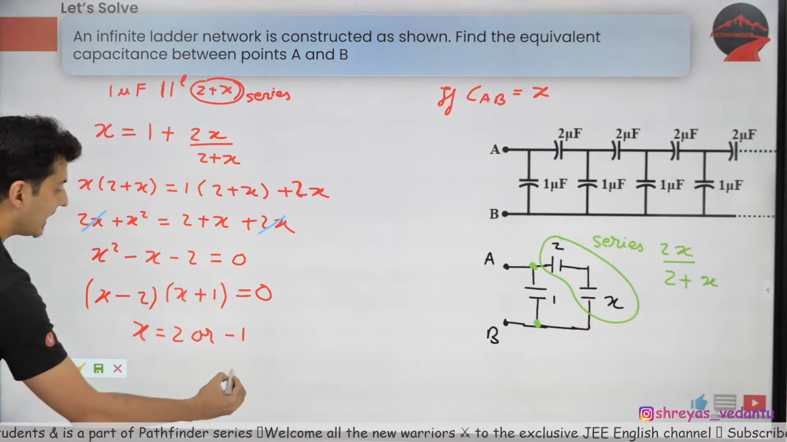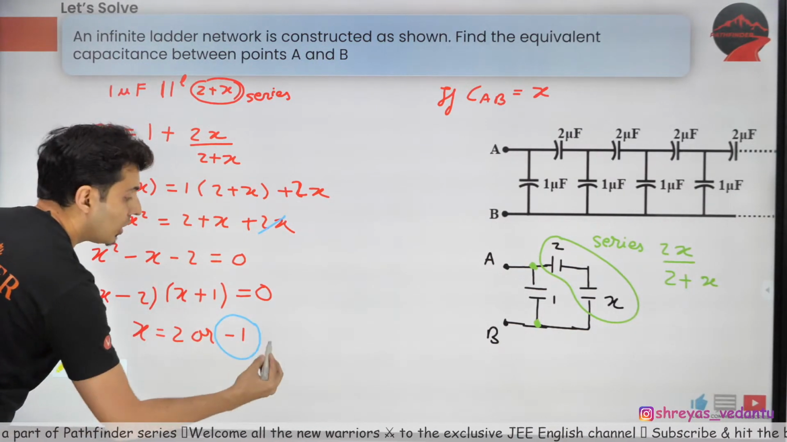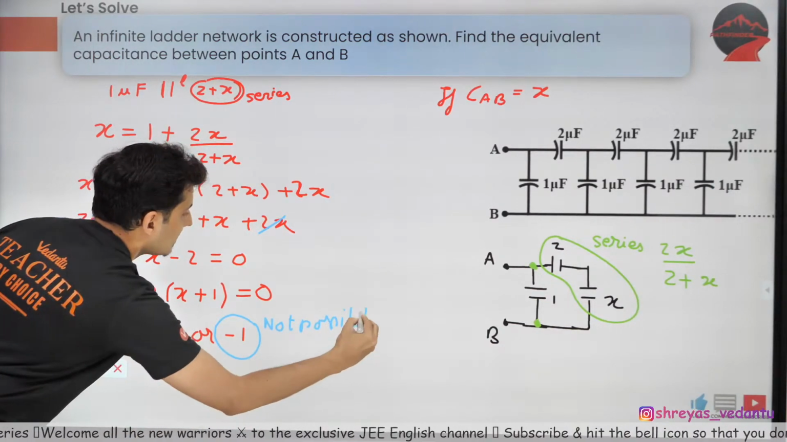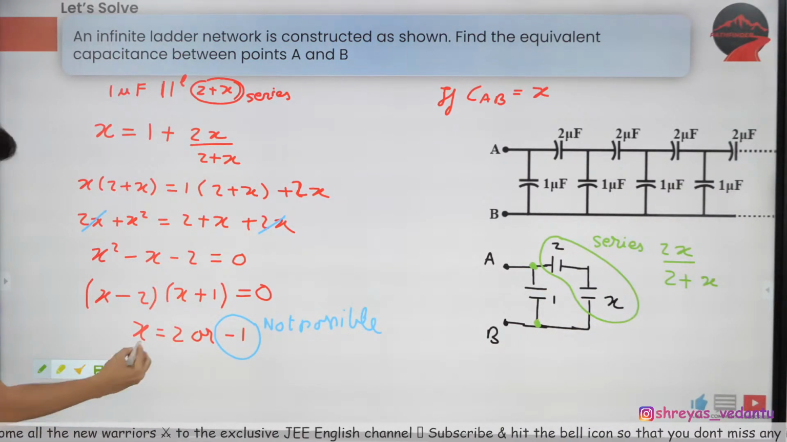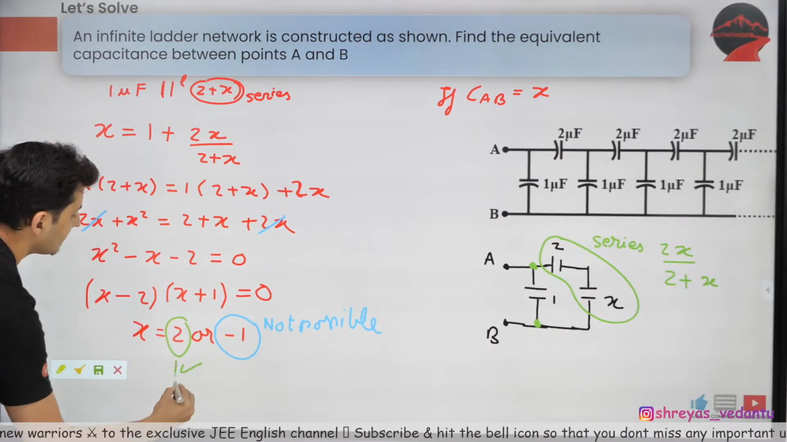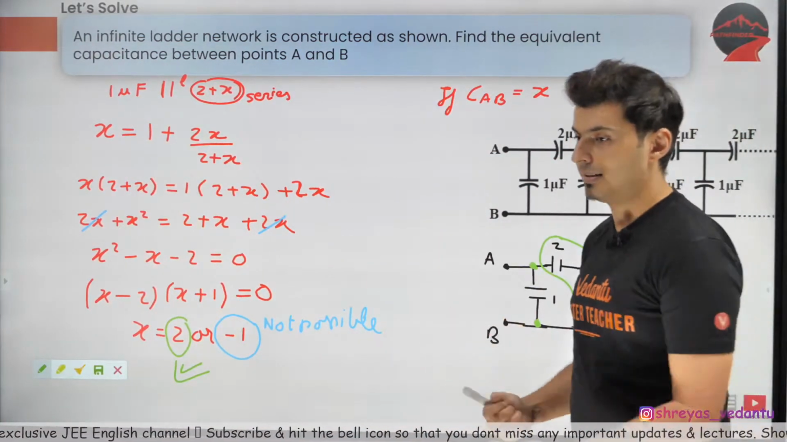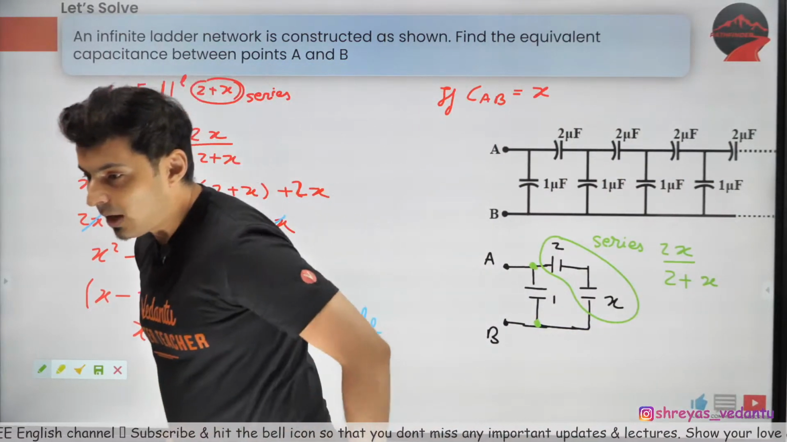But we know minus 1 is not possible, because capacitance always has to be positive. So 2 is the correct answer. 2 microfarad. Done, done. Thank you, Rahul Krishna.